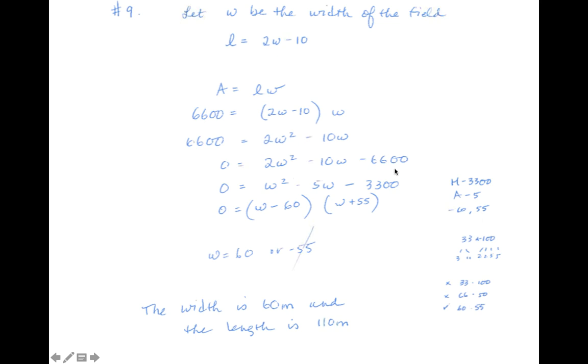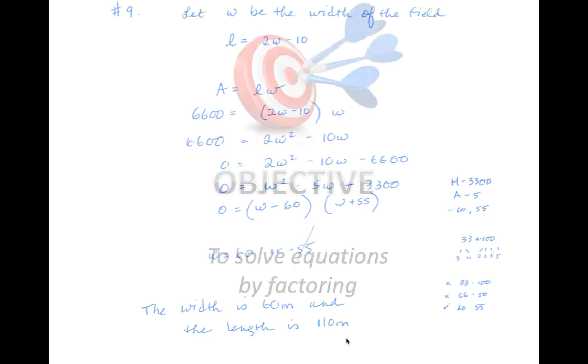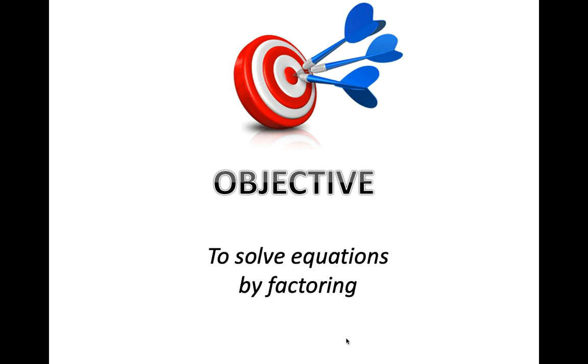I've got this lovely quadratic, reduce it by a 2, use my decomposition method over on the side, and find that my numbers are negative 60 and 55. So anyway, the width turns out to be a positive 60 or a negative 55. Clearly, distance in our understanding of space and time is not negative. So the width is 60, and if the width is 60, we could use that up here and calculate that our length is 110.